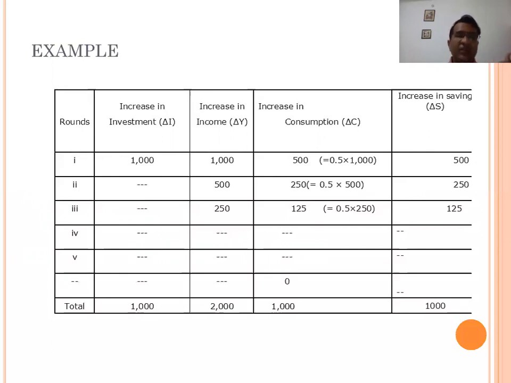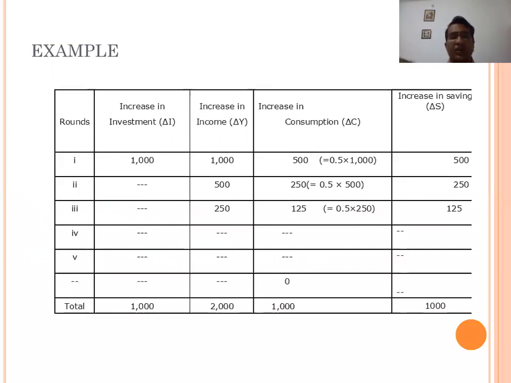But how will it increase? That we show with the process or working of the multiplier. In the first column, we show the change in investment, 1000 crore. Increase in income, in the first spell we assume 1000 crore. Out of that, according to MPC 0.5, 500 we consume and 500 we save. The money which we save is the leakage of the economy. It means saving is the leakage and consumption is the injection. Leakage means what reduces the income cycle.